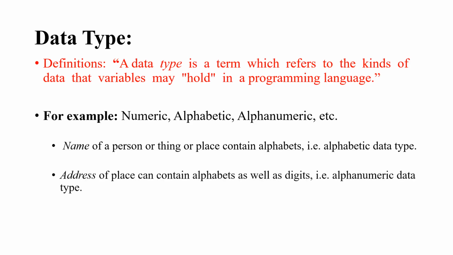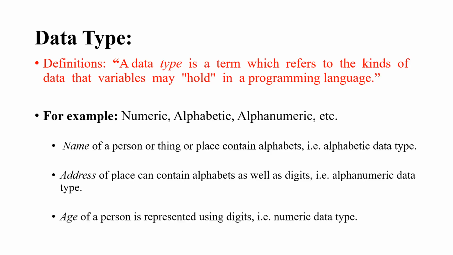An address or place can contain alphabetic as well as digits. That is alphanumeric data type. So again, that type of value can be held in a string data type. And third, the age of a person is represented using digits. That is numeric data type. In programming language, we have integer.